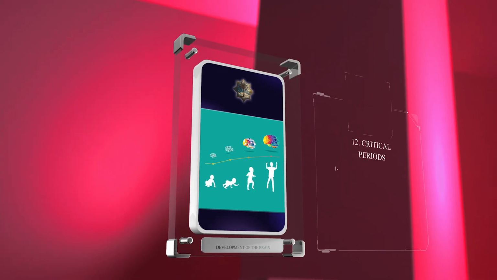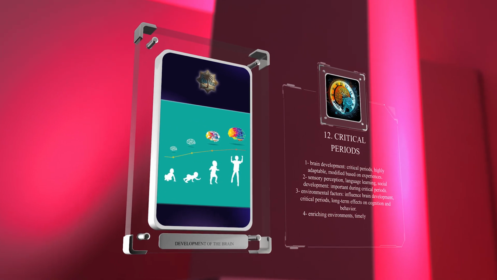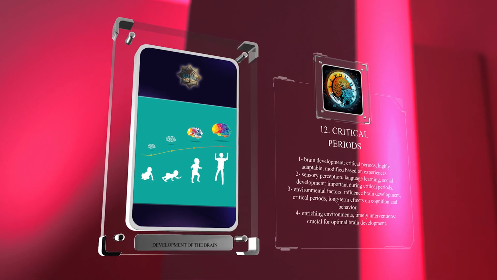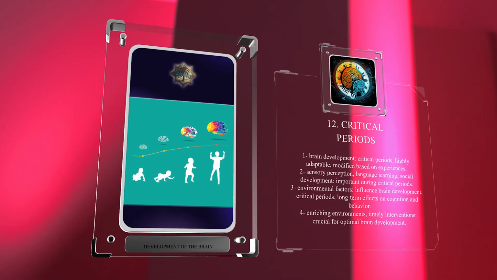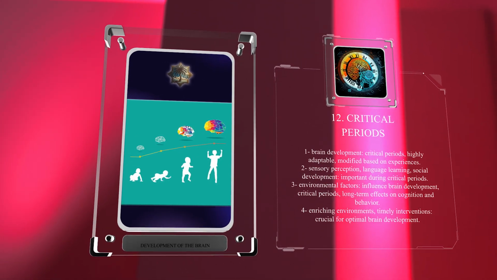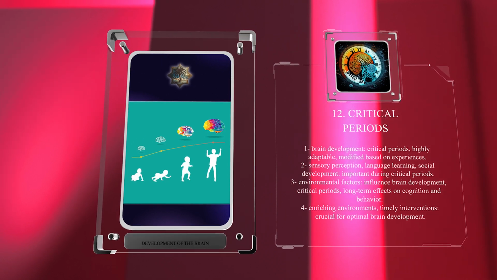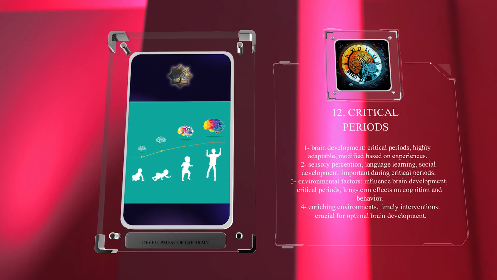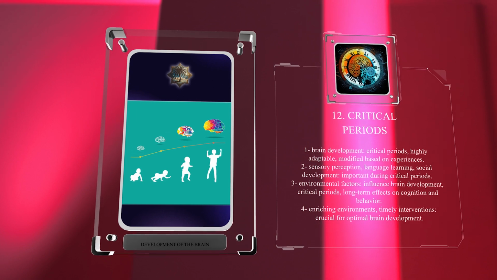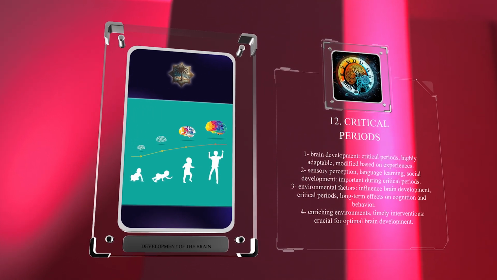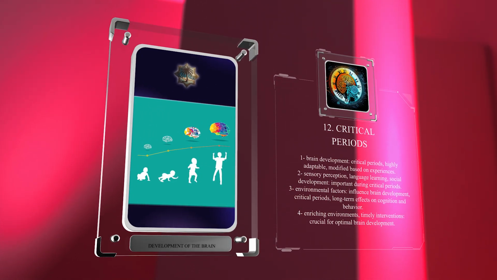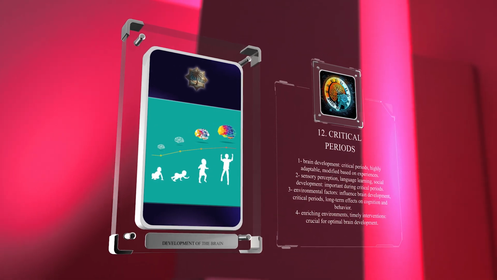During critical periods of brain development, the brain is highly adaptable and can be modified based on experiences. These periods are important for sensory perception, language learning, and social development. Environmental factors greatly influence brain development during these critical periods and can have long-term effects on cognition and behavior. Providing enriching environments and timely interventions is crucial for optimal brain development.